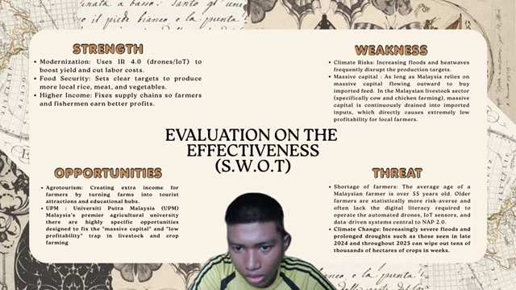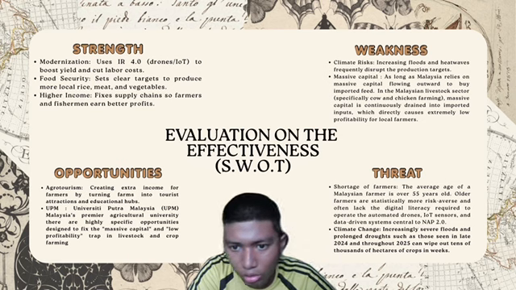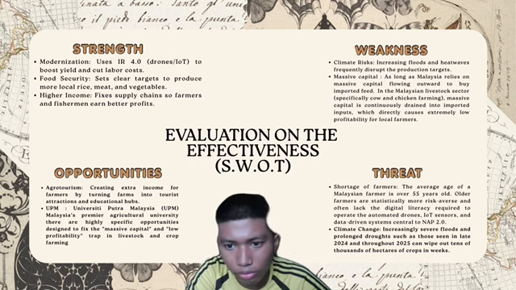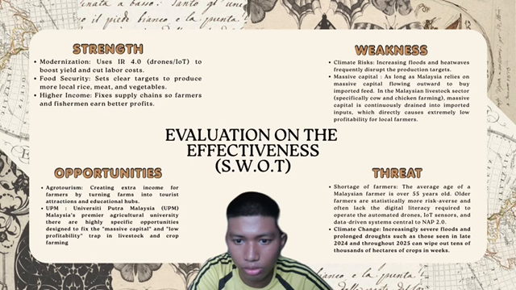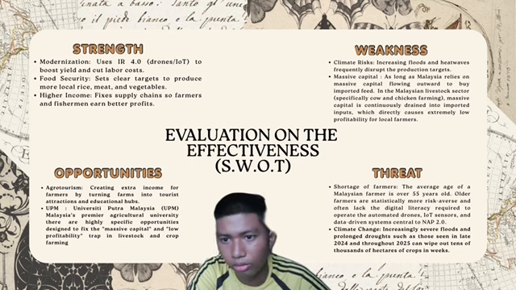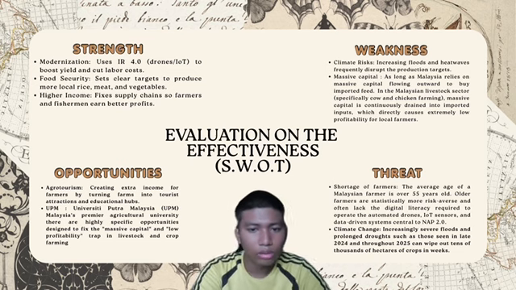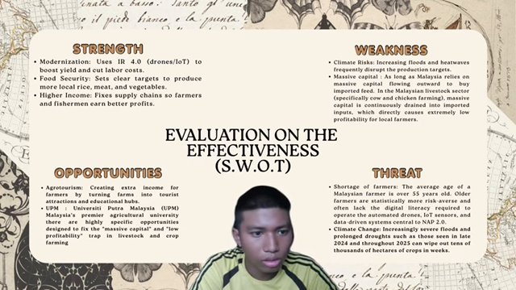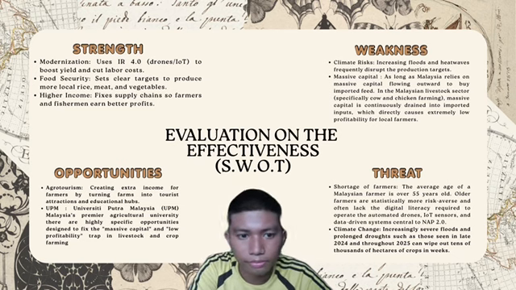So lastly is climate change. Increasingly severe floods and prolonged droughts, such as those seen in late 2024 and throughout 2025, can wipe out tens of thousands of hectares of crops in weeks. So that is all from the evaluation on the effectiveness of SWOT NAP 2.0.